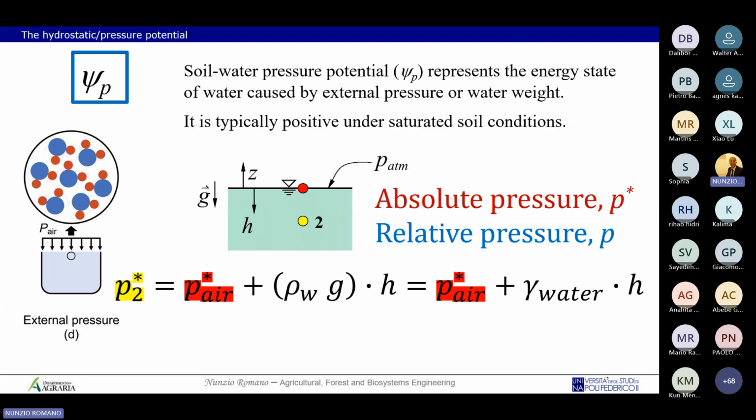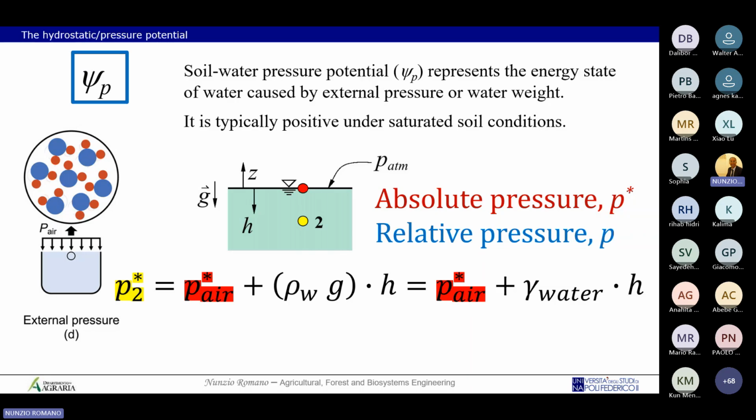And I remind you that the product of the density of water by the acceleration of gravity is the specific weight of water. So you can also write this relation in terms of the pressure of the atmosphere plus the multiplication of the specific weight of water and h.